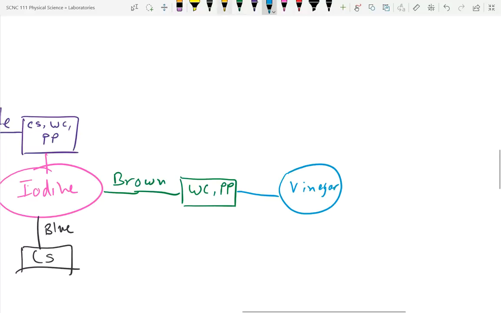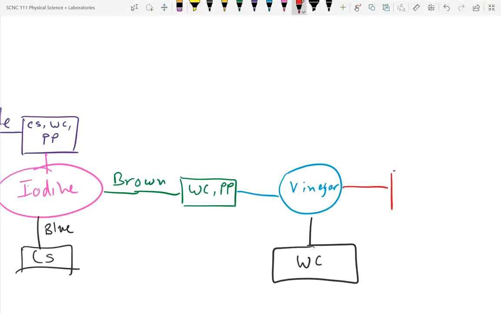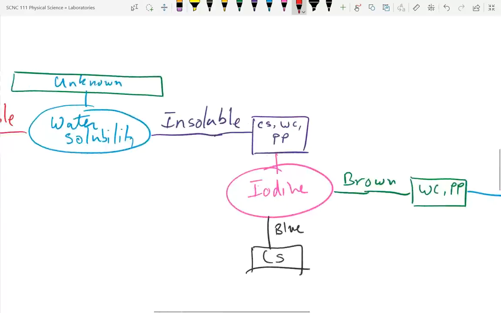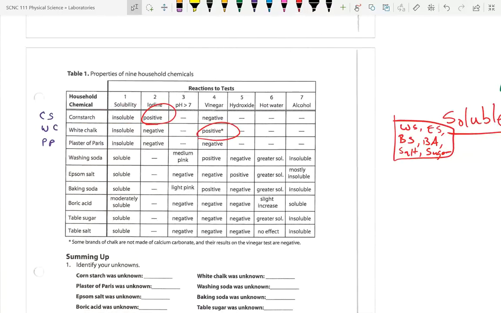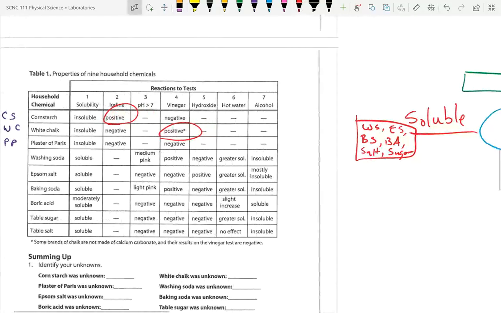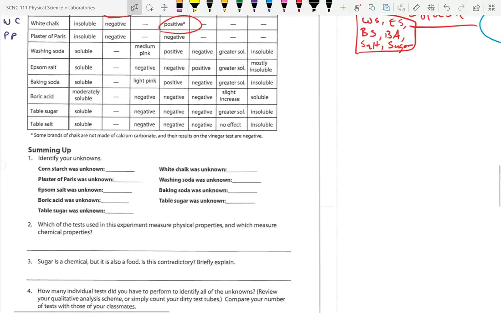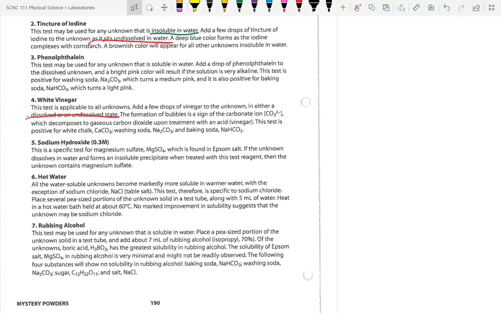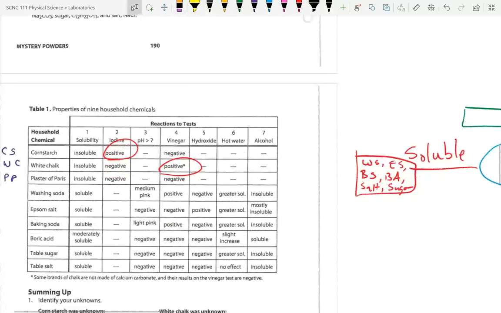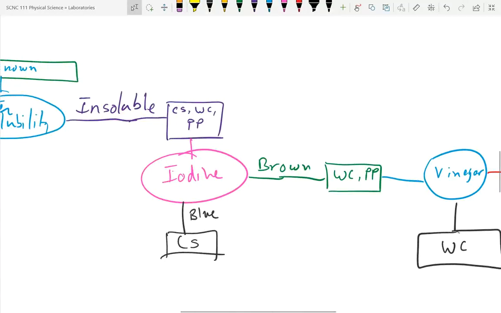The vinegar test, and the 2 possible outcomes are, I'm trying to make this all pretty colors, but I'm getting lost in the white chalk and plaster of Paris, and I just have to check which one's going to do which. So the vinegar test, the white chalk is the one that's positive. And what does it mean to be positive for the vinegar test? No, the vinegar test is the bubbles. So the white chalk will bubble.